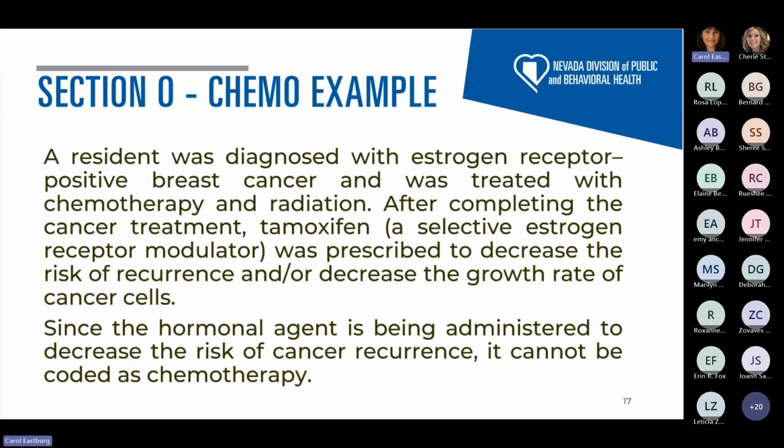As this example from page O-4 in the manual explains, tamoxifen, a selective estrogen receptor modulator given after the resident completed her chemo and radiation treatments, would not be coded as chemotherapy because it is a hormone and is being used to slow the growth of any remaining cancer cells and decrease the risk of the cancer recurring. So again, remember, when you see a medication that is typically given for the treatment of cancer, make sure to review the medical record to determine how the drug is being used in each individual case.